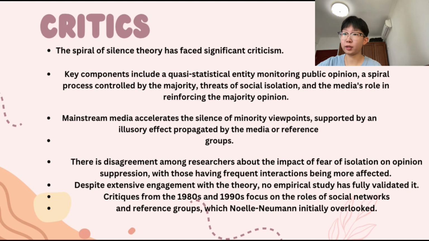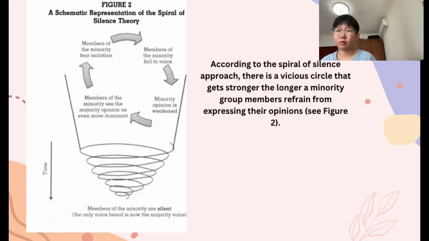conceptualization of the theory. This figure describes the spiral of silence theory, illustrating a vicious cycle that becomes stronger the less minority group members express their views. Over time, this vicious cycle can silence members of the minority groups to the point where only mainstream views are heard, and the minority views are completely marginalized.